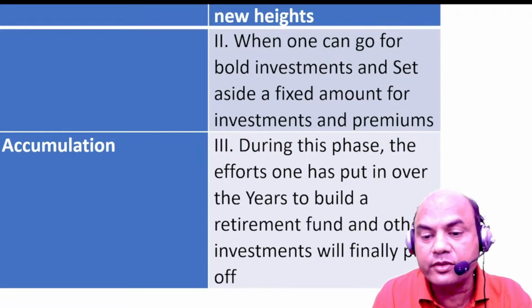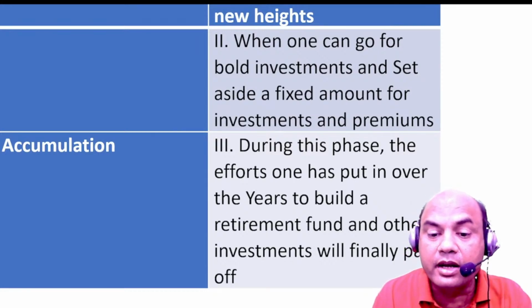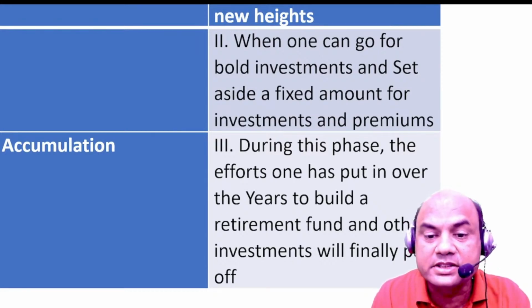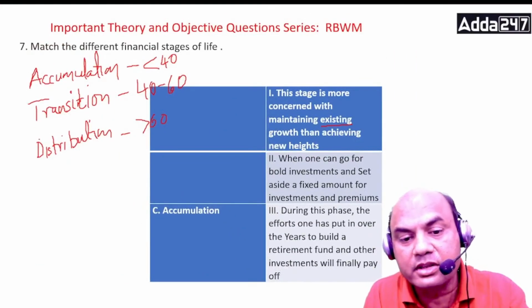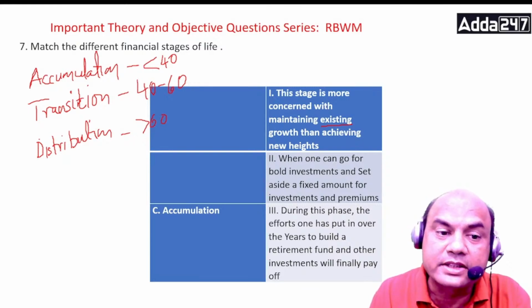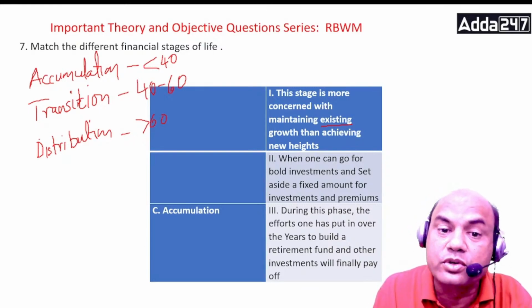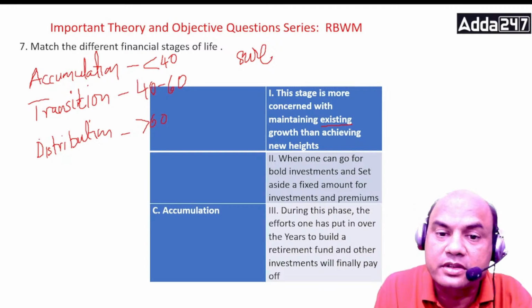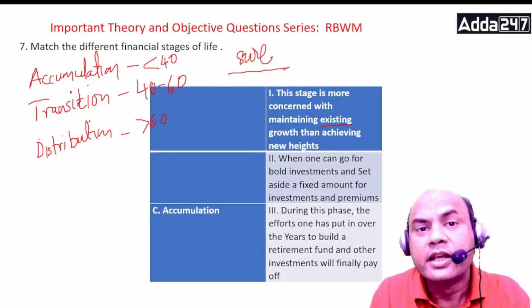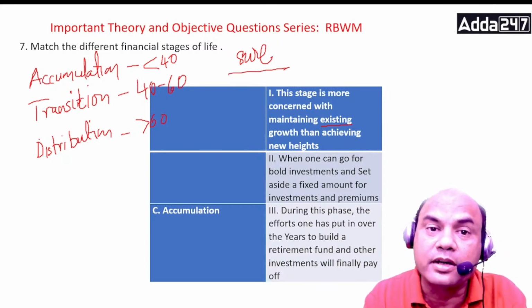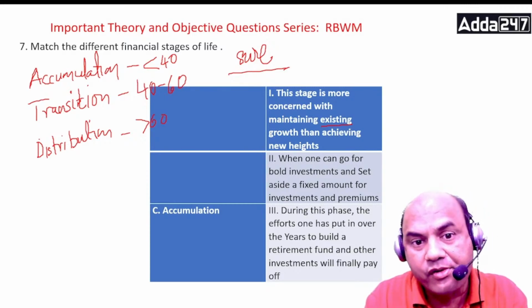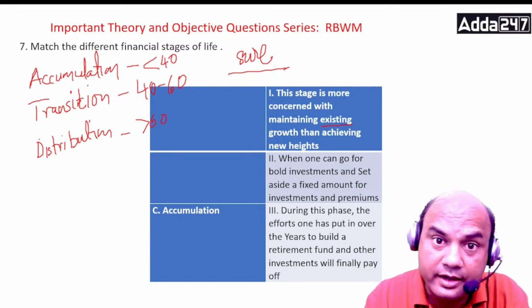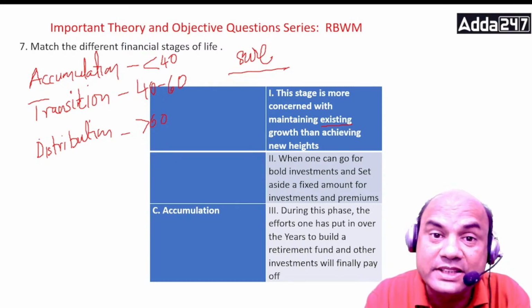The efforts which I have already put in over the years have paid off and built a retirement fund, isn't it? So this is a distribution phase, a retirement phase. Okay, got it, everyone? Clear? So these three phases, again exam question, sure exam question. Follow this completely. You will get all the exam questions over here. Don't miss even a single question.